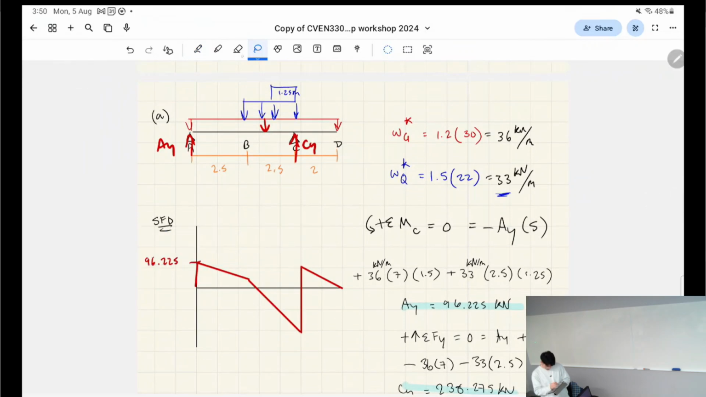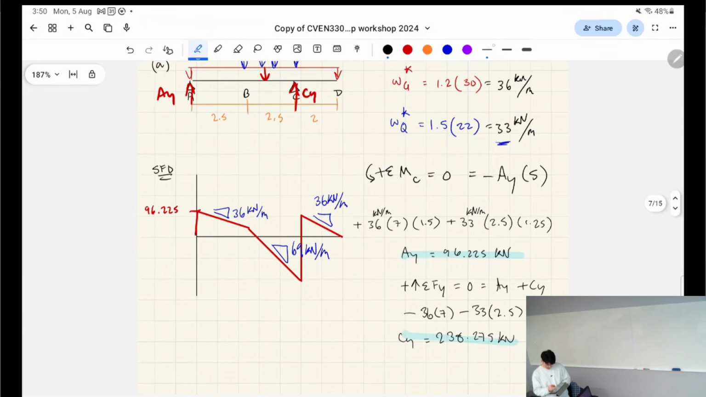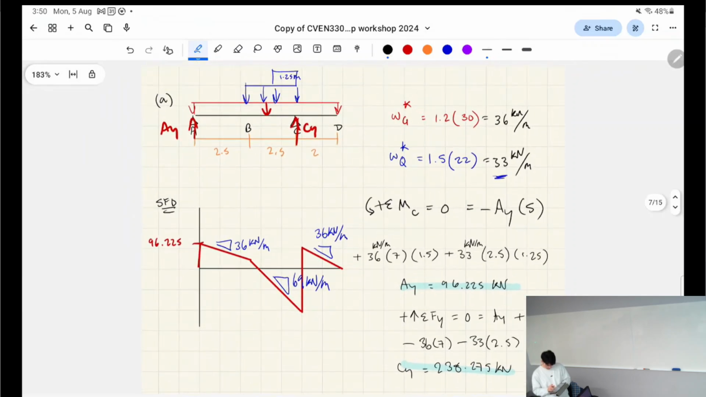So if you're confused where that came from, let's run through it. So this slope was simply the dead load, okay? So it was 36 kilonewtons per meter. That's the slope. This slope was our 69 kilonewtons per meter, and then this slope was our 36 kilonewtons per meter, right? So we just have two different types of slopes happening throughout the whole beam, right?